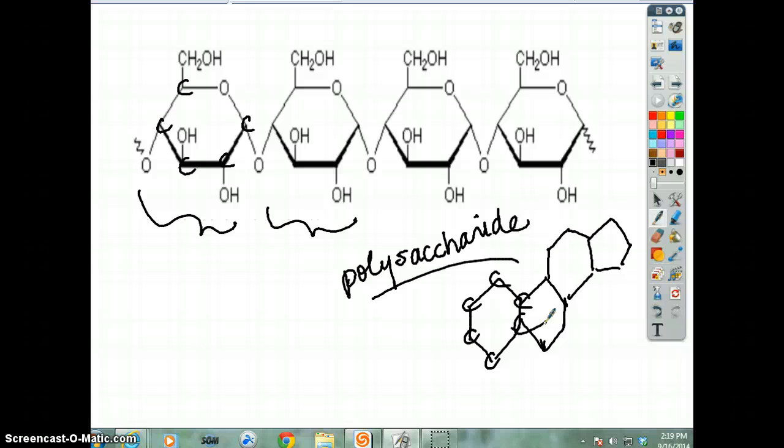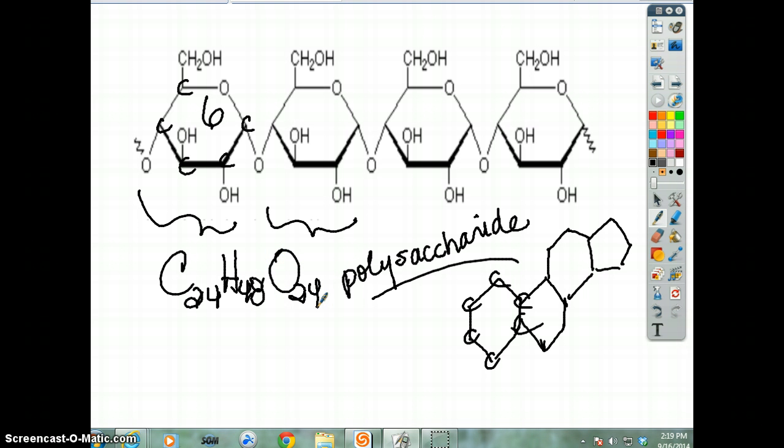Now comes the harder question. If this is a 6-carbon sugar, what would be the formula for this polysaccharide? C6H12. No. Not for the whole thing. C24, H48, O24. But actually, that's wrong.